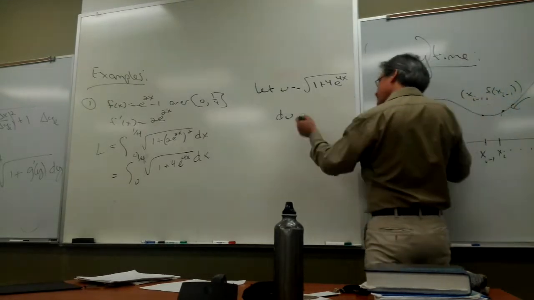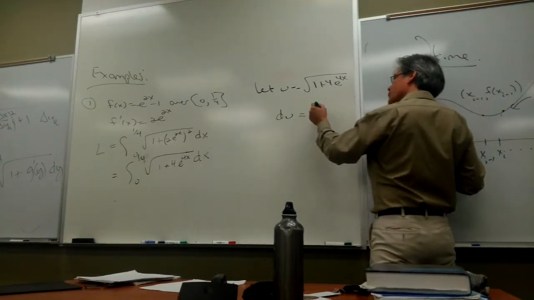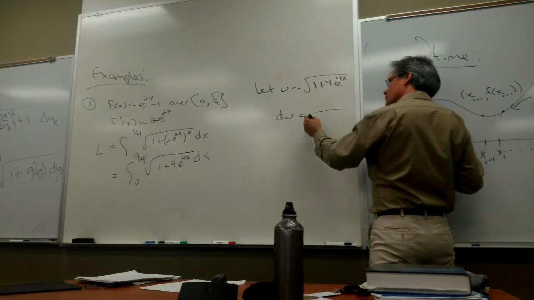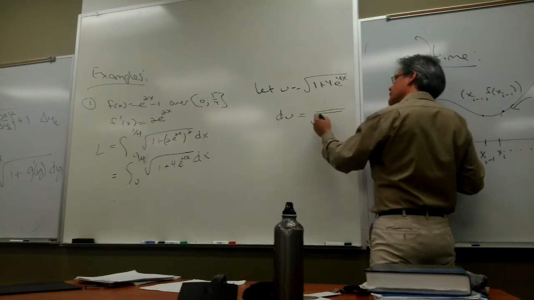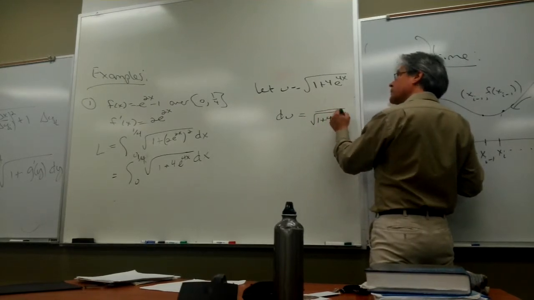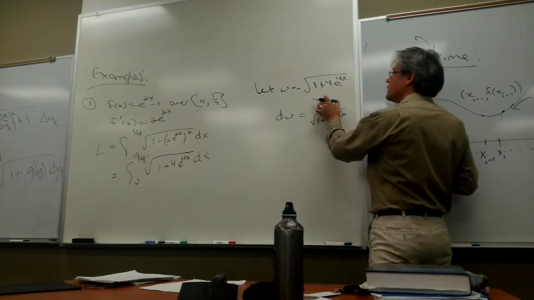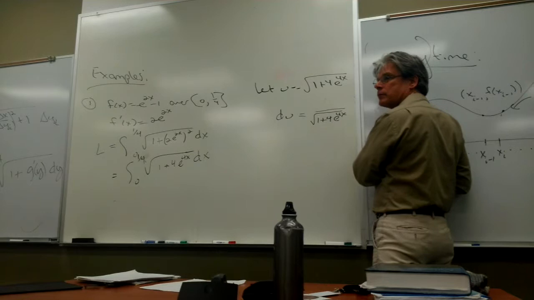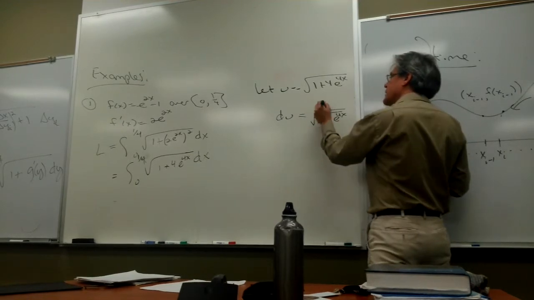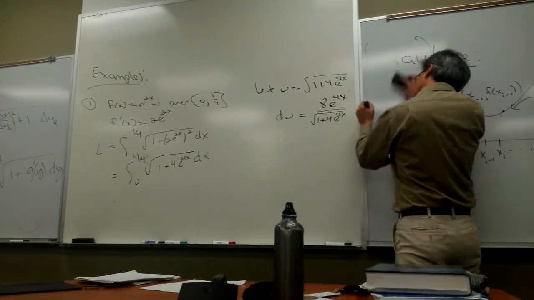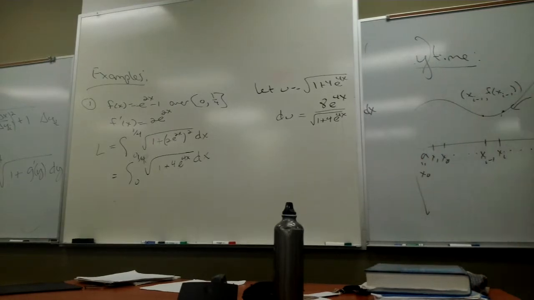What would du be? 1 over 2 root stuff, but times 2 at the inside. But that would be a 16 e to the 4x. But divided by 2, would that give me 8 of these things? Yeah, that doesn't help.